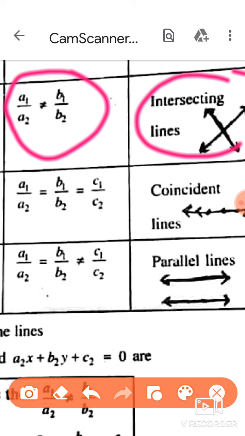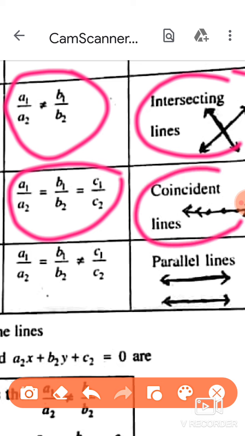If all the three ratios are equal, that is a1 upon a2 equal to b1 upon b2 equal to c1 upon c2, then the lines are coincident lines, that is the lines overlap each other. Since the lines overlap each other, they intersect at infinite points, and therefore the equations have infinitely many solutions, because when two lines overlap each other, they intersect at each and every point, that is infinitely many points.